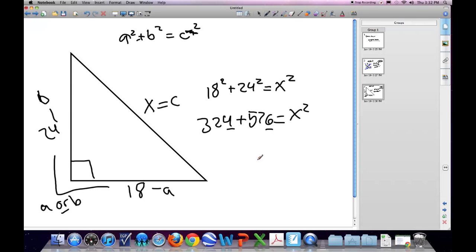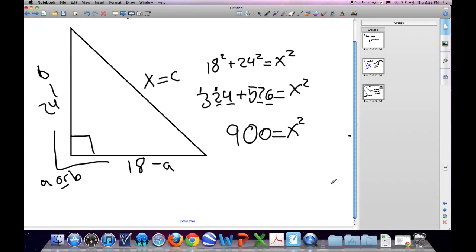4 and 6 equal 10. Carry the 1. 1 plus 2 equals 3, plus 7 equals 10, carry the 1. 1 plus 3 plus 5 equals 9. So now we have a really big number, 900. And let me, first of all, switch this so that x squared equals 900.